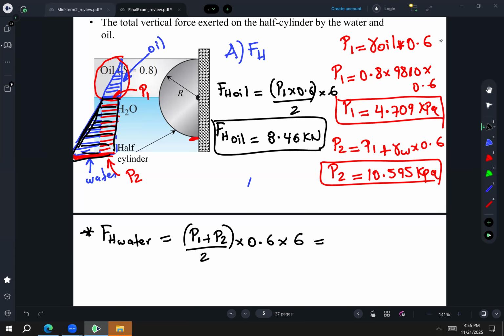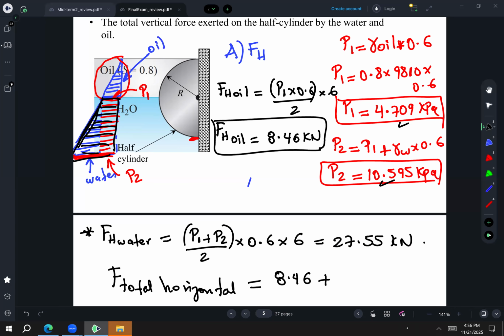If we plug in values, we know P1 and P2. This will give us a value of 27.055 kilonewtons. Therefore, the total horizontal force will be equal to 8.46 plus 27.55, and this will give me a value of 36.01 kilonewtons.